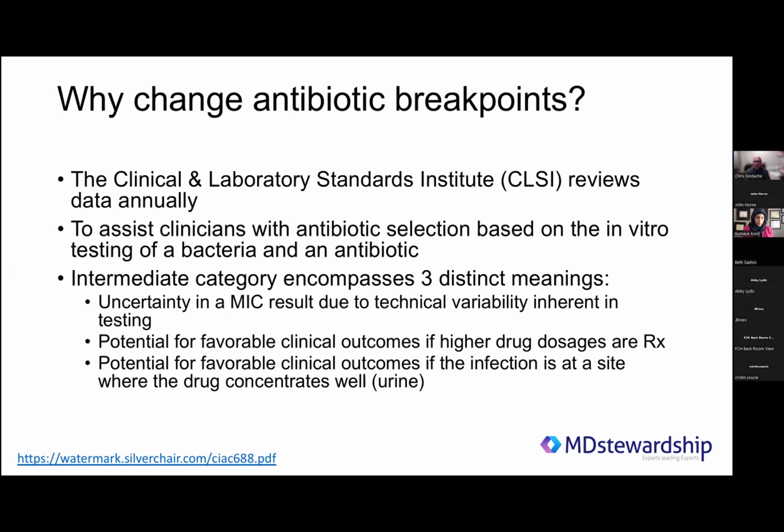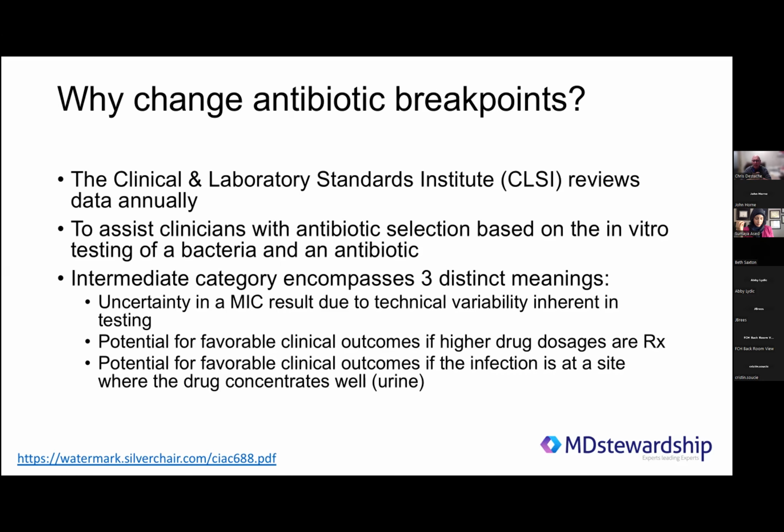Right now, the intermediate category encompasses three distinct meanings, and sometimes they'll change the meaning of the intermediate category. Sometimes the intermediate category is just based on uncertainty in an MIC result due to the technical variability inherent in the testing. So if you took an organism-antibiotic combination and tested it 10 separate times, you might get 10 separate results in the MIC. Hopefully you don't get that much, but you could get a range of results, and that's because of the variability inherent in the testing.